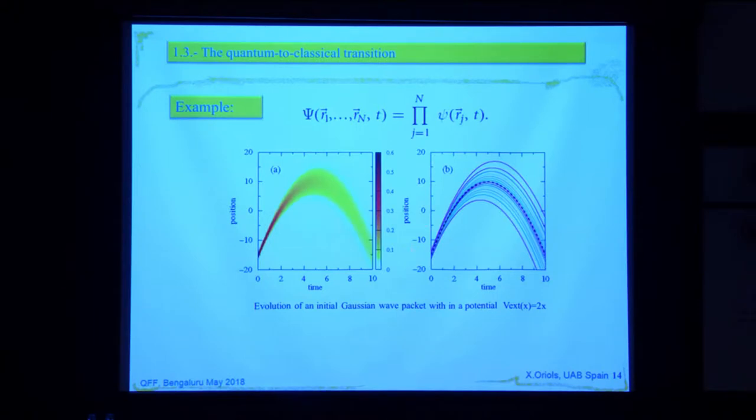But I can interpret this result in another way. This is just one experiment with a lot of particles, this is one particle, this is another particle, but all the particles in the same experiment according to this wave function. And then because I know that this mean value follows a classical trajectory, I know that the mean value from a single experiment also follows this trajectory.